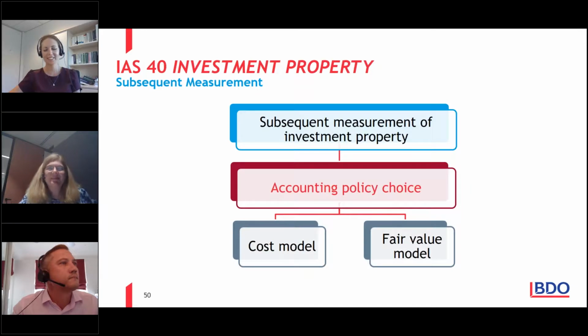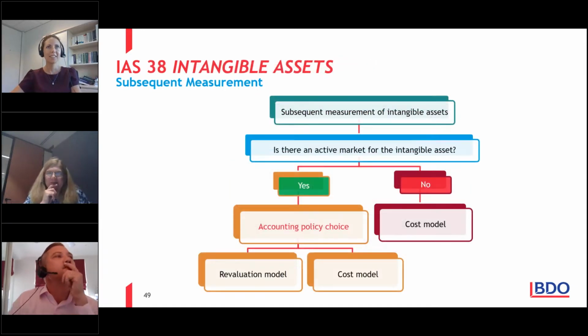Yes, and Aletta, if I can just step in there, it's actually become quite a hot topic recently when looking at cryptocurrencies and whether there's different types of currencies where you can say, yes, there's an active market, for example, Bitcoin, but then the other ones may not be. So you would fall in the having to recognize those ones at cost. Absolutely. Thank you very much, Ashley.